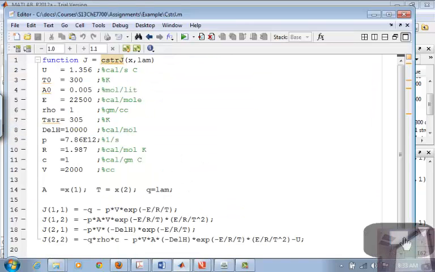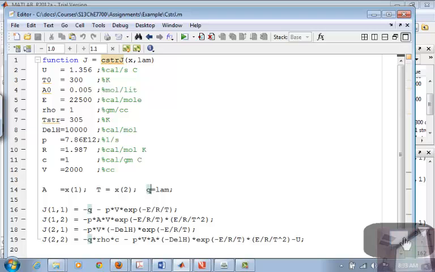The structure is exactly the same, right? It takes X as a guess, that you see here, and then lambda as the parameter. You initialize all the given constants and you do the same thing. Take x1 and put it into A, take x2 and put it into T here, and take lambda, the parameter, and put it into Q.